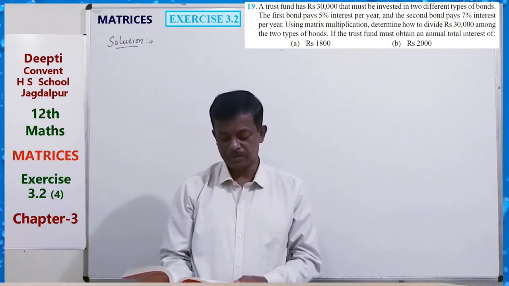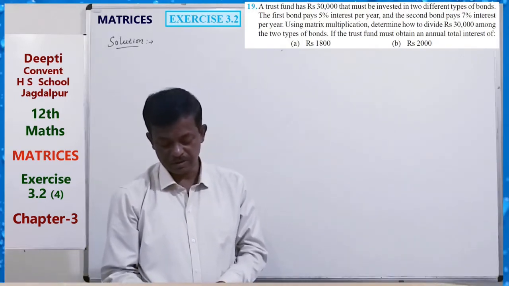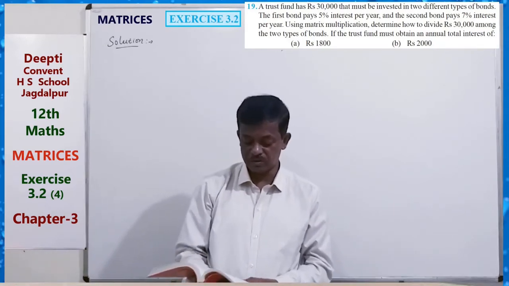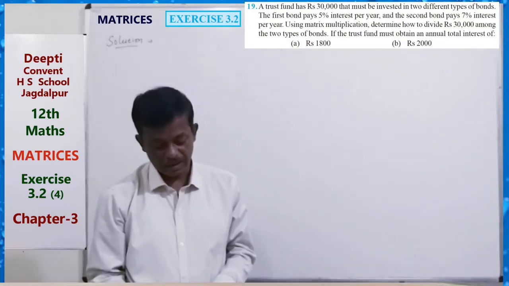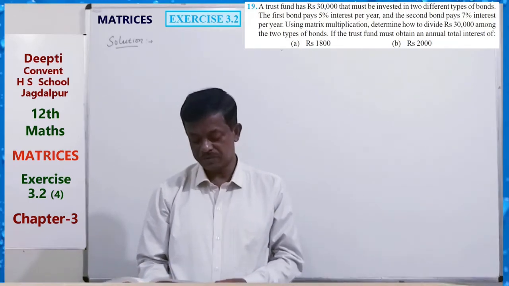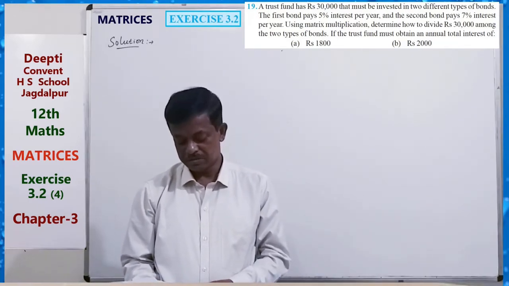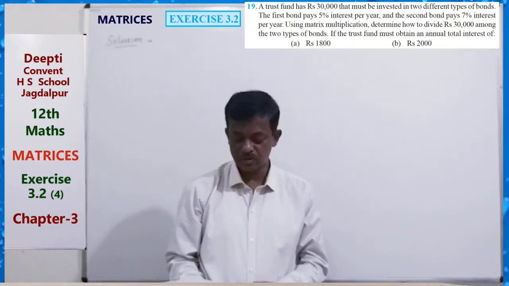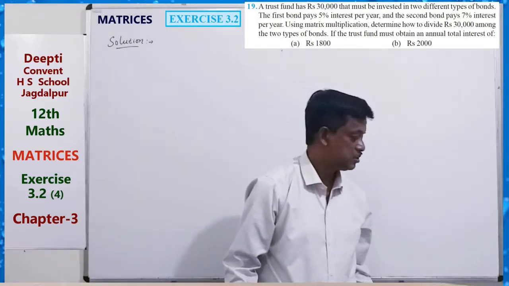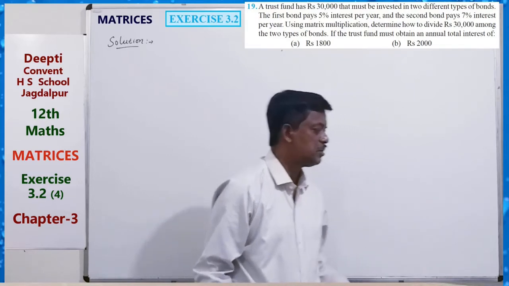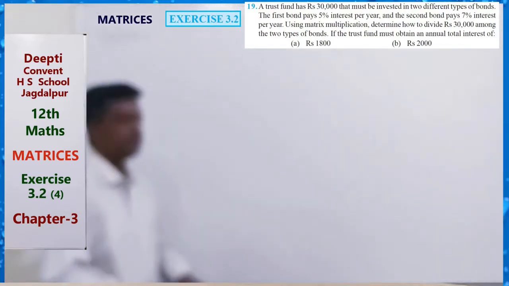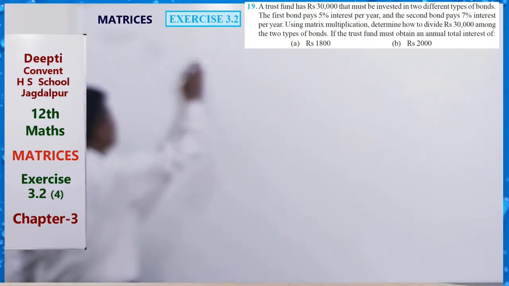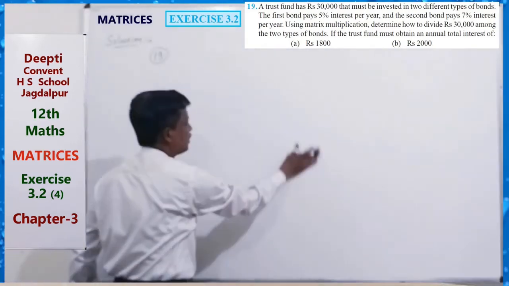The first bond pays 5% interest, the second bond 7% interest. Using matrix multiplication, determine how to divide 30,000 among the two types of bonds if the trust fund must obtain an annual total interest of 1800 and 2000. So it's very simple, we just have to represent it using the matrix multiplication method.